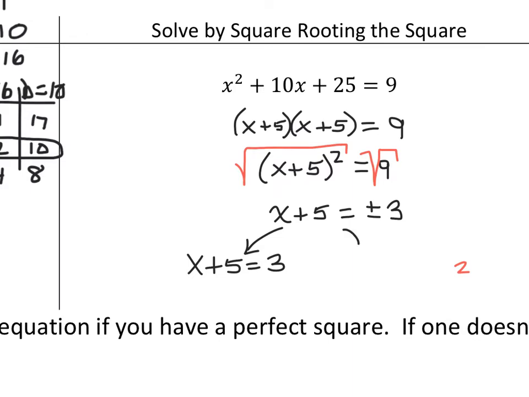And I also have x plus 5 equals negative 3. And so over here, I'm going to subtract 5 from both sides, and I have x equals negative 2. And over here, I'm going to subtract 5 from both sides, and I have x equals negative 8.